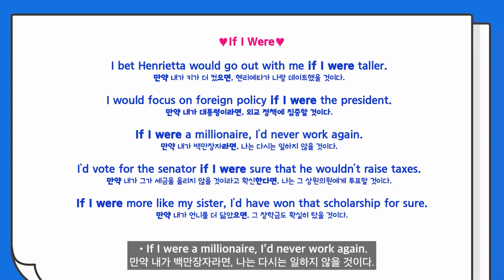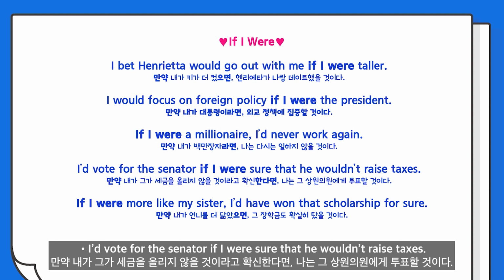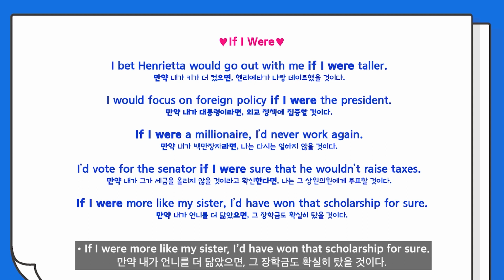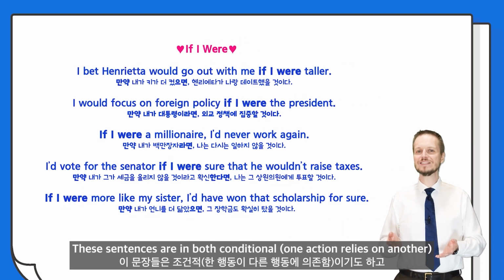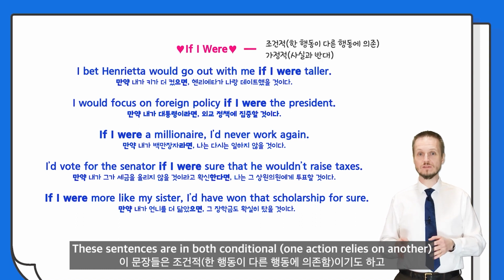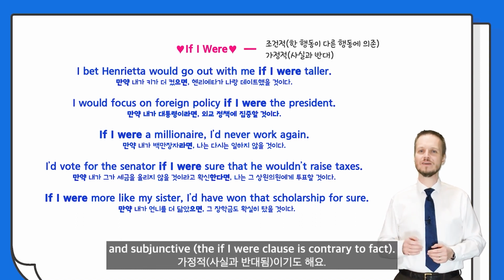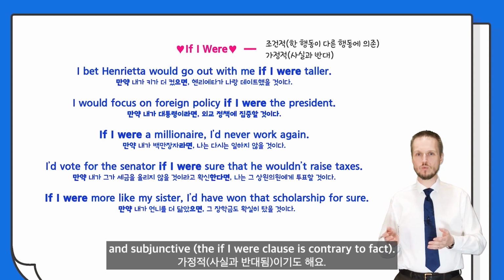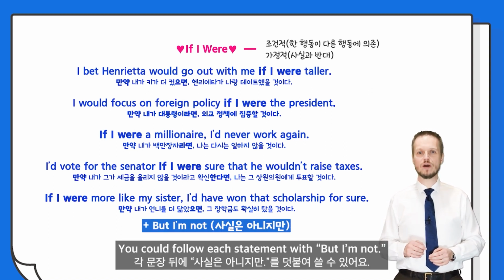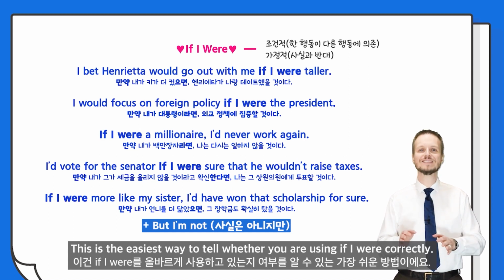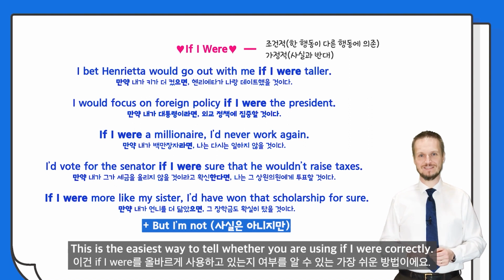If I were a millionaire, I'd never work again. I'd vote for the senator if I were sure that he wouldn't raise taxes. If I were more like my sister, I'd have won that scholarship for sure. These sentences are both conditional, one action relies on another, and subjunctive, the if I were clause is contrary to fact. You could follow each statement with, but I'm not. This is the easiest way to tell whether you're using if I were correctly.